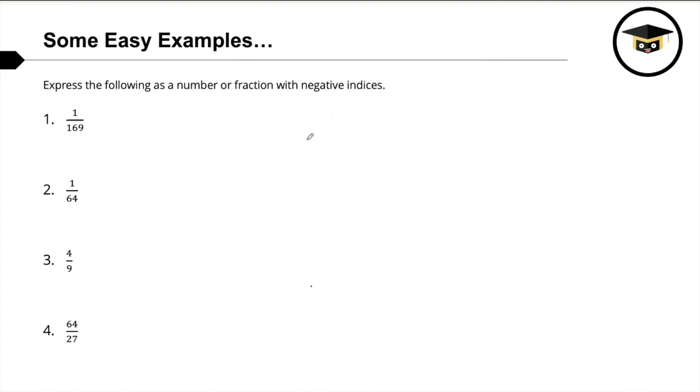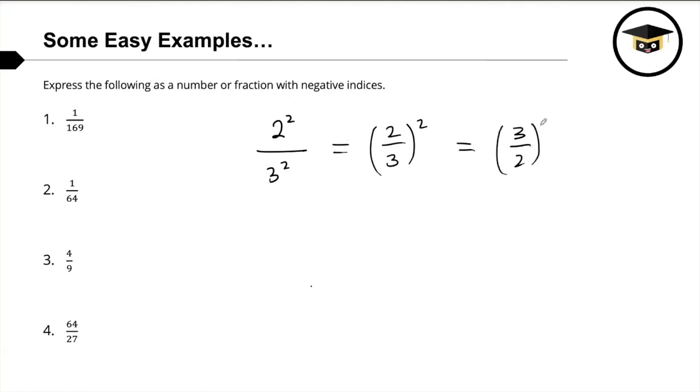So with question 3, we have 4 over 9. Now, how do we go about doing this? Well, 4 over 9 is the same as 2 squared over 3 squared, because that's 4 over 9. Now, we can write that as 2 over 3 all squared. Now, the problem is the question wants us to have a negative index, and right now we have a positive index. So what's the trick with this? Remember, you flip the fraction and you make the index negative. So that means we can say it's 3 over 2 to the power of negative 2. Now, these two are the exact same. Remember, because 2 over 3 is the same as 3 over 2 to the power of negative 1. And that's why this question works. Let's move on to question 4.